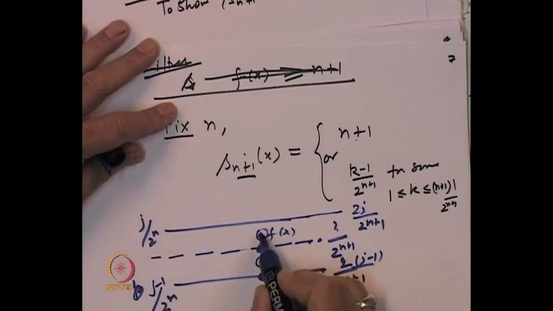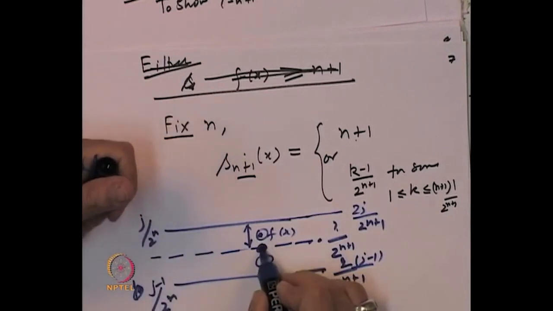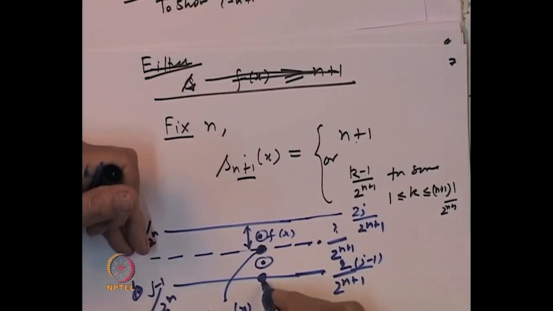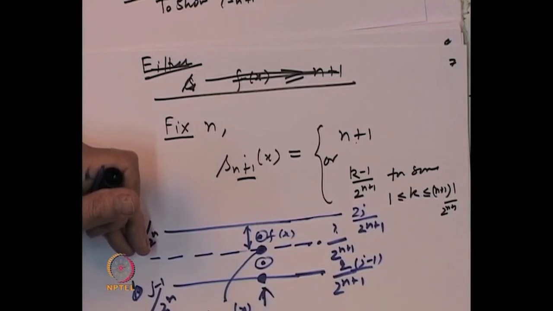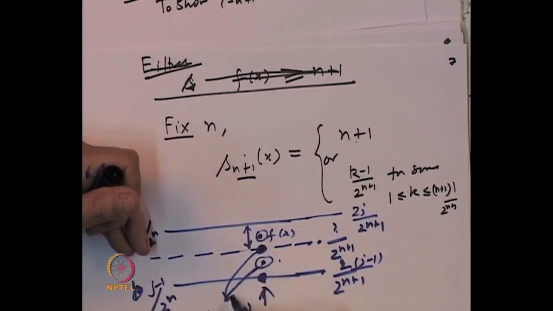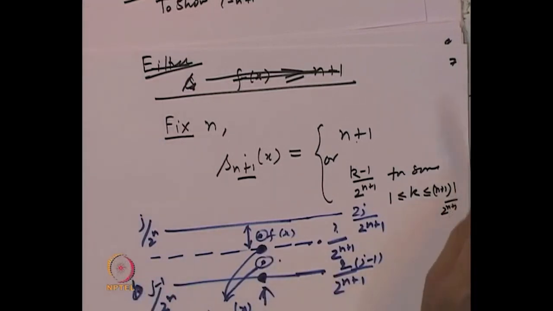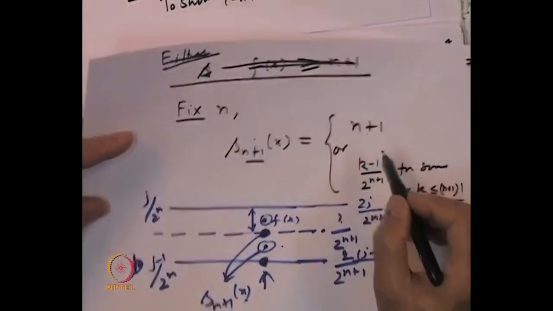Okay. So, if f of x is here, it lies in that interval of length 2 to the power n plus 1, and the value is the lower end point. So, this is the value of S n plus 1 of x. And what is the value of S n? That is always going to be equal to this value. Okay. And if f of x is here, then S n plus 1 of x, either it will be here or it will be here, and S n of x will always be here. So, this value is less than or equal to this value. So, that analysis, let us just write it.